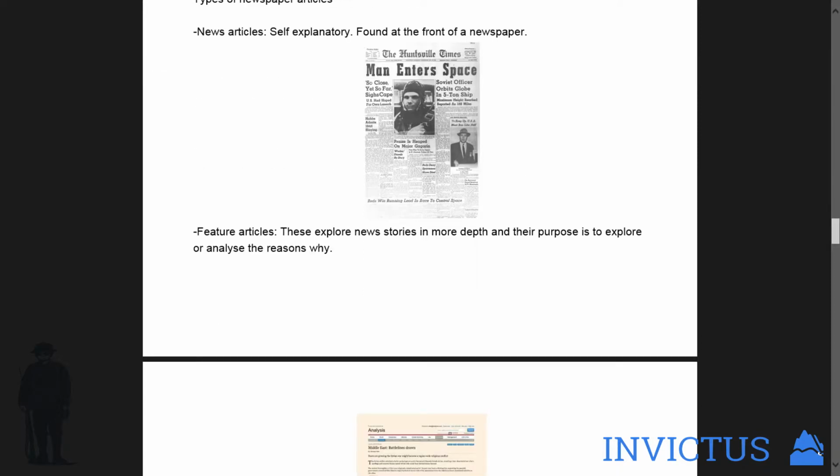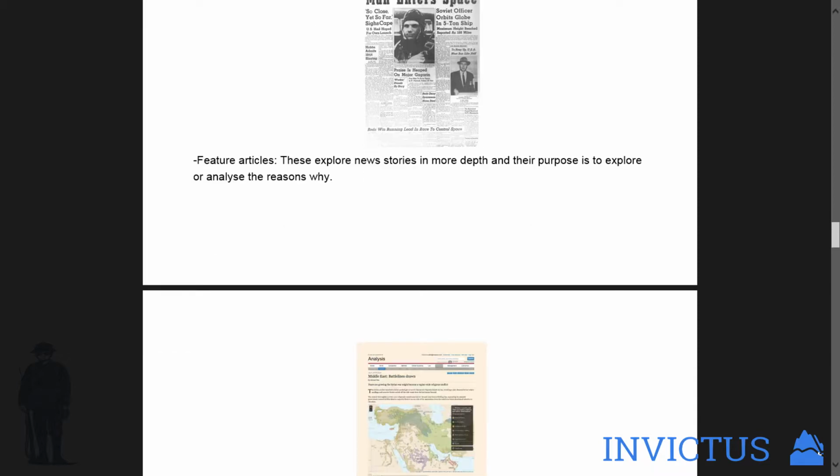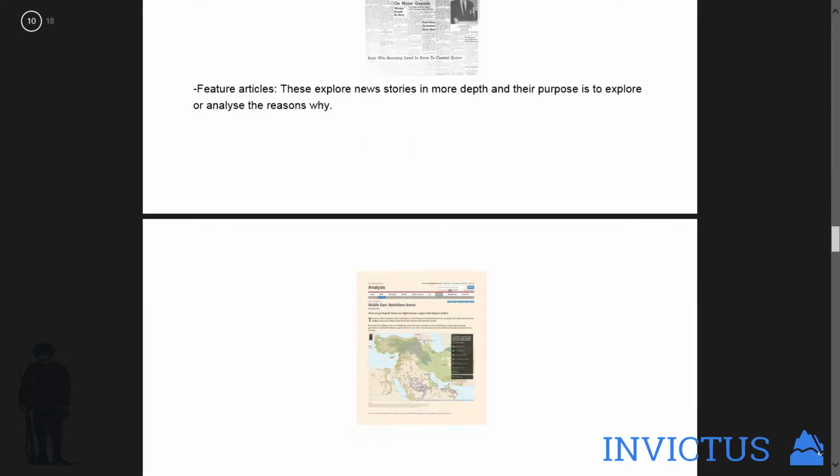Now feature articles are a little bit different because they are a little bit more in depth, and you can usually find them on page 2, because they explore or analyze some reasons why an event happened. And here's an editorial.